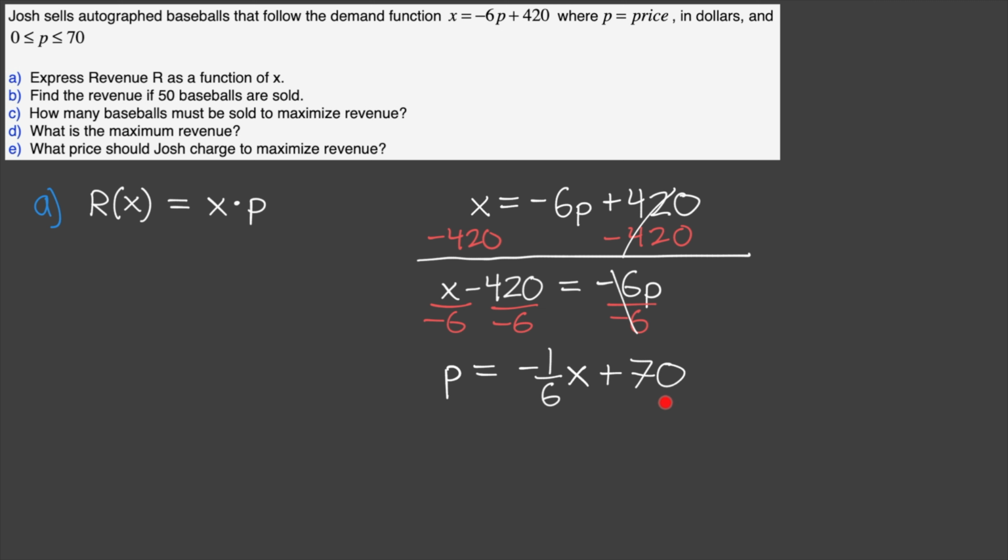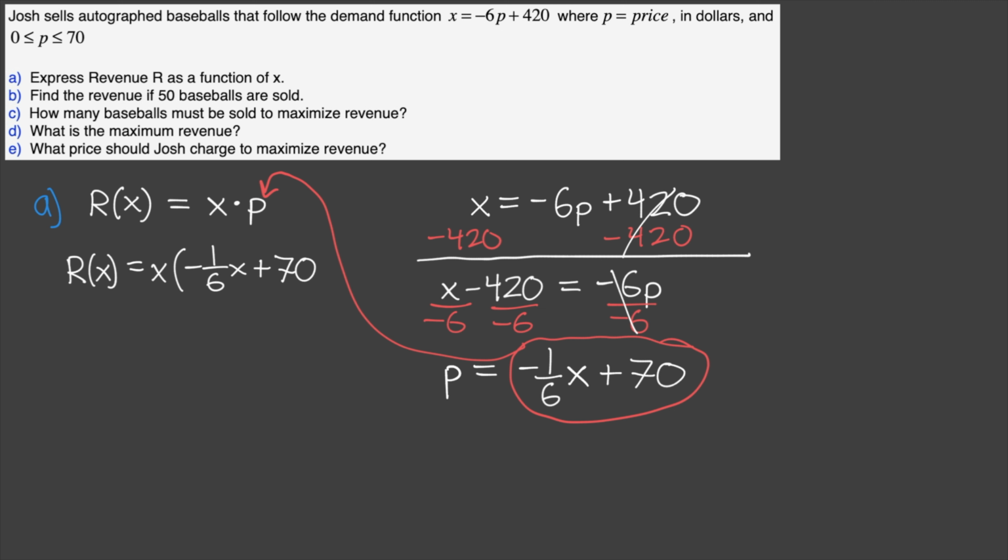We're going to plug this in. Notice it's in terms of x. I'm going to circle it. We're going to plug this in here for p. Then r of x is going to become x times negative 1/6x plus 70.